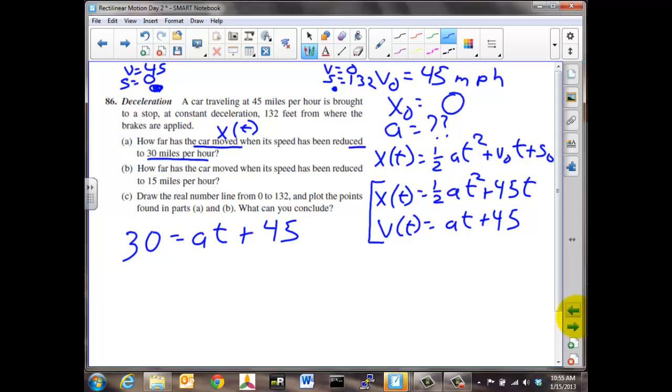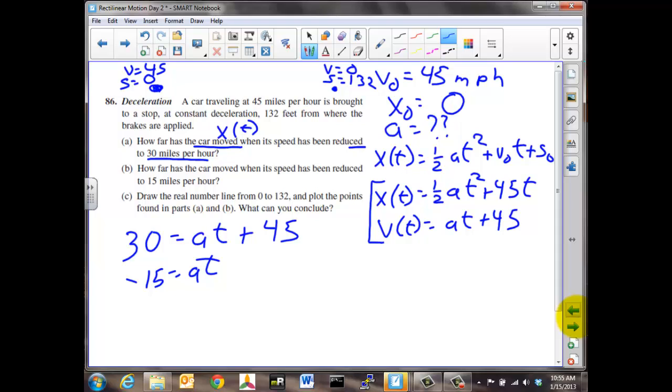Negative 15 equals AT. All right. Well, you have two variables, so you need another equation. You can't plug negative 15 in for anything. Well, I guess actually you could plug it in for 1/2 AT squared in the x equation up there, but you have to leave a t. T equals negative 15 over A, and plug it in up here.